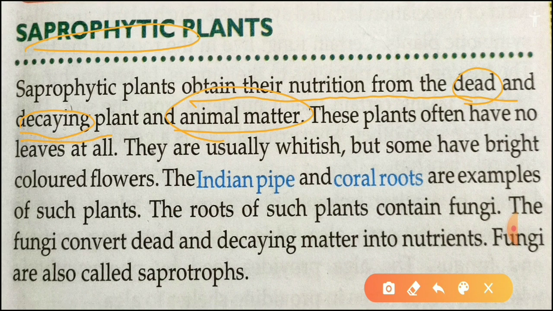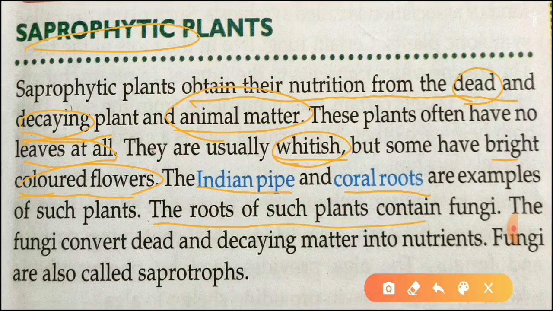These plants often have no leaves at all. They are non-green, or they do not have leaves. They are usually whitish, and they have bright colored flowers. Examples are Indian pipe and coral roots. These are examples of saprophytic plants, and the roots of such plants contain fungi.